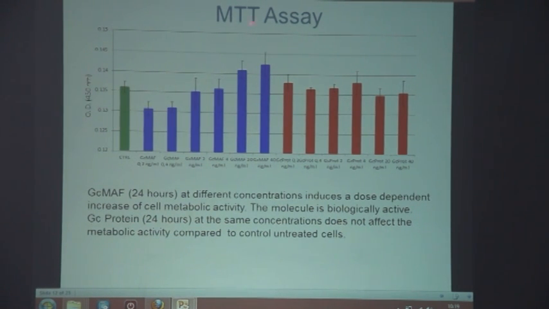Here are the results of the MTT assay. You can see that after a 24 hours treatment at different concentrations, GcMAF induces a dose-dependent increase of the cell metabolic activity. This means that the molecule is biologically active. On the contrary, its precursor, GC protein, at the same concentration does not affect the metabolic activity compared to the control untreated cells.